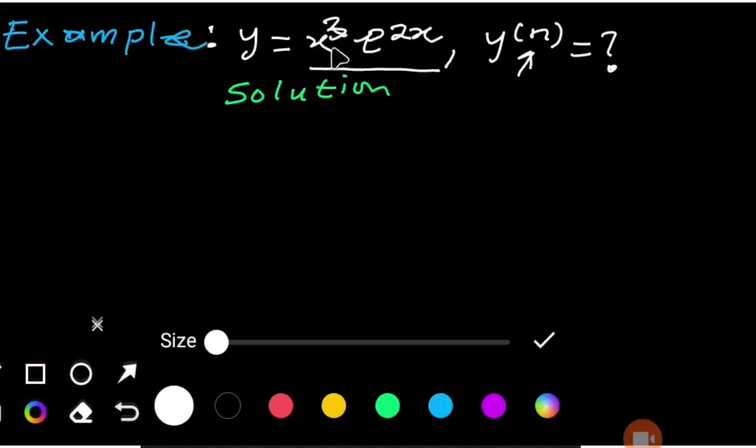If I differentiate x cube the first time, it will be 3x squared. If I differentiate it the second time, it will be 6x. If I differentiate it the third time, it will be 6. So once it actually reaches a constant value, that is exactly where I will stop.